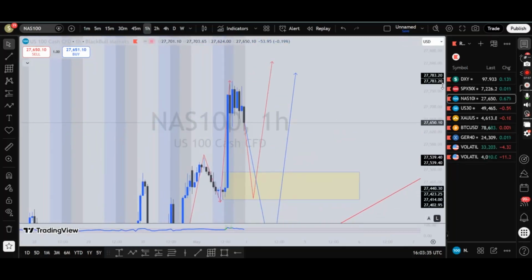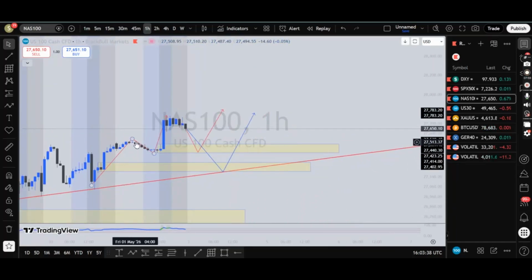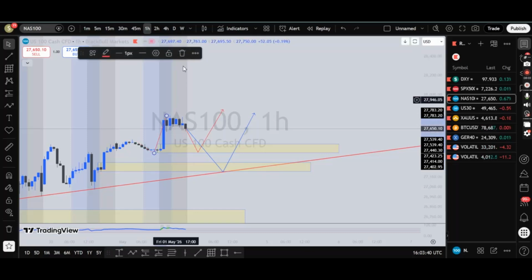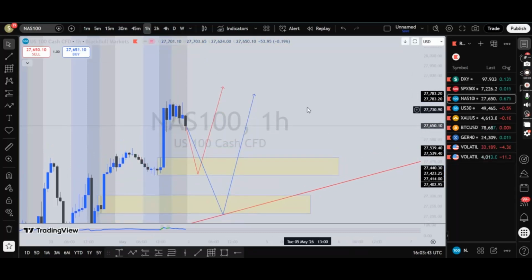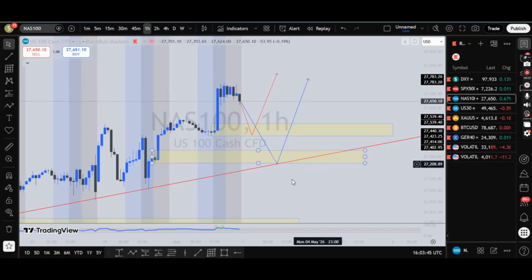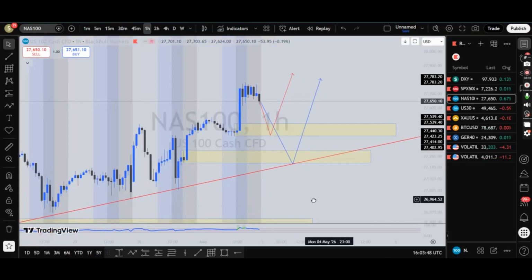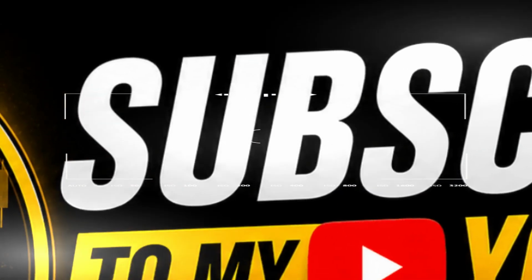Sorry, my chart is looking so compressed with a lot of markings. I don't like it when my chart is looking nasty that way. So basically, this is not financial advice. This is just for educational purposes only.